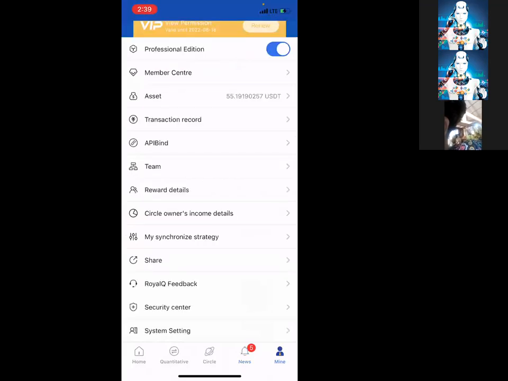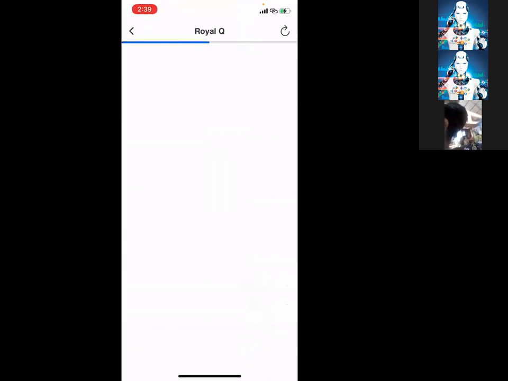Then under Mine, that's where we're going to see some of the major features of the robot. So let's get to see the major features of the robot under Mine. Then after that, we get back to quantitative and see how to set trades. I've talked about the professional edition, that's the first thing you see there. Under member center, that's where you get to see this robot.